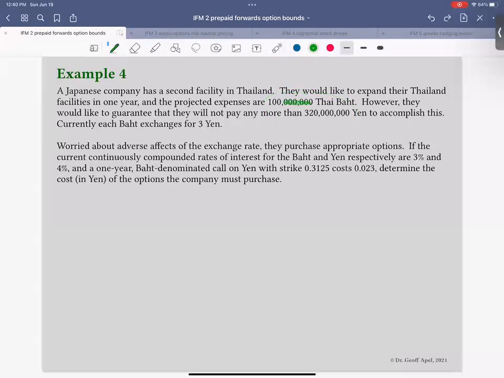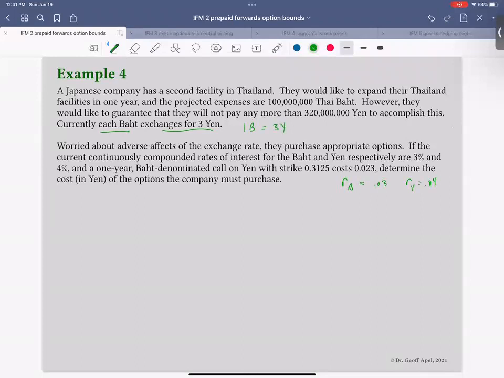Probably what I'll do is I'll just cut out some zeros just to keep things simple, which you should probably do too. All right, but at any rate, worried about adverse effects of the exchange rate, they purchase appropriate options. If the current continuously compounded rates of interest for the baht and yen are 3% and 5%, so okay, our baht is 0.03, our yen is 0.04. Okay, we can put that down, no problem. Oh, and then back up here too, we could say each baht exchanges for 3 yen, so 1 baht equals 3 yens. That's currently what happens.